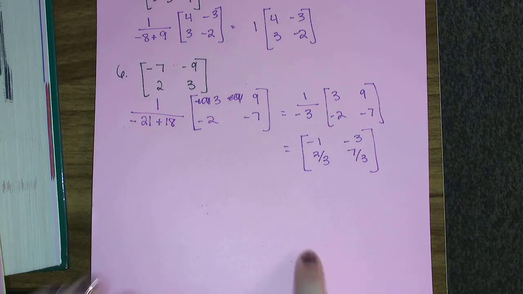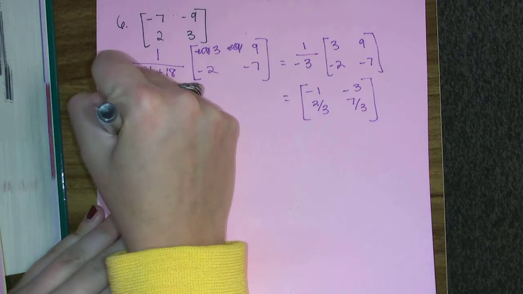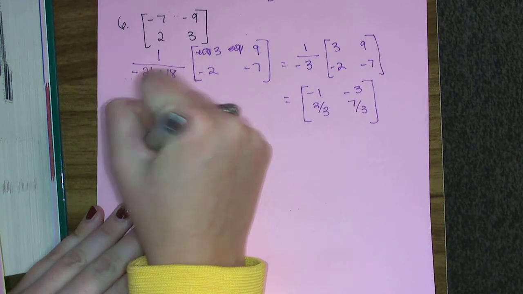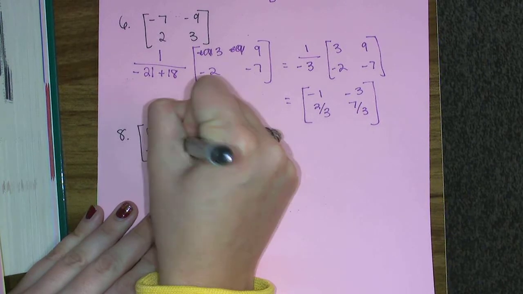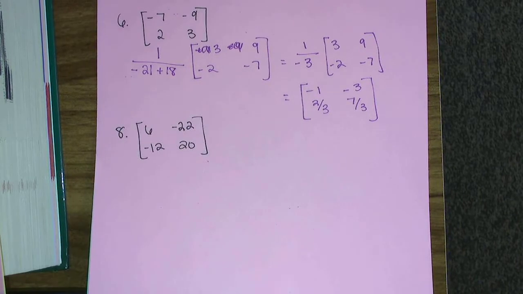Alright, so I want you guys to try this next one on your own paper. 6, this is negative 22, negative 12, and 20. So I want everyone working this problem, because it's 1 over the determinant of your original matrix. All right, everybody should be doing this on paper. You're going to be doing participation grades if you're not.